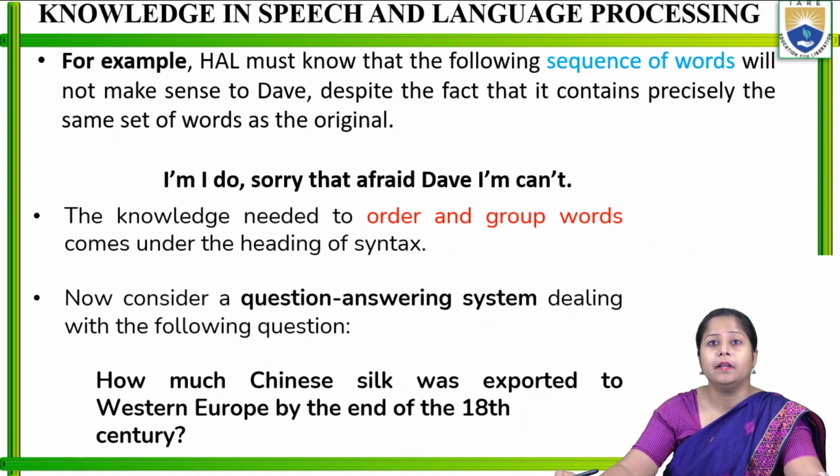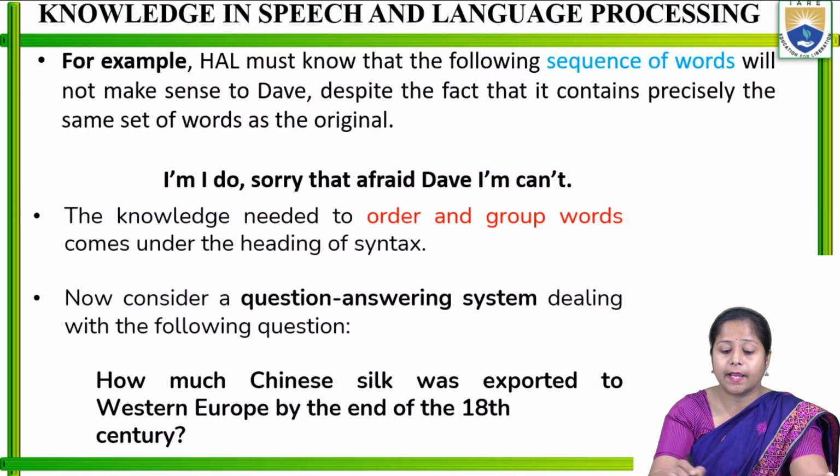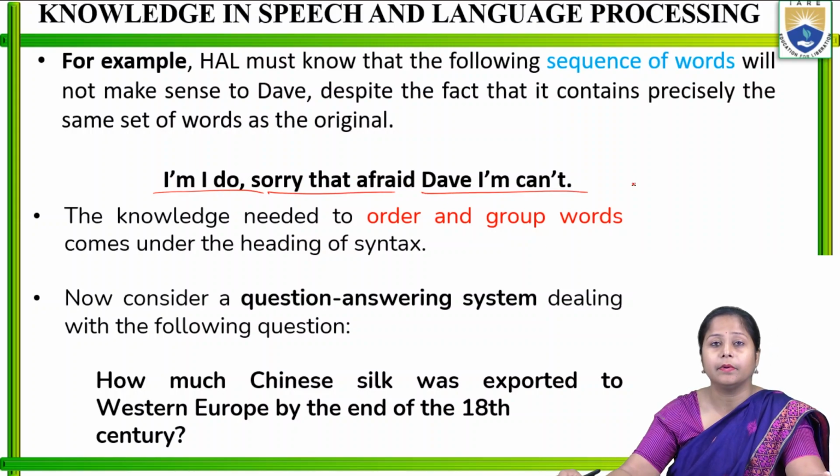For example, HAL must know that the following sequence of words will not make sense to Dave. So the two sentences we have taken in the earlier slides were the conversation between HAL and Dave. So the HAL system must know about the following sequence of words: I am, I do, sorry, that, afraid, Dave, I am, cannot.